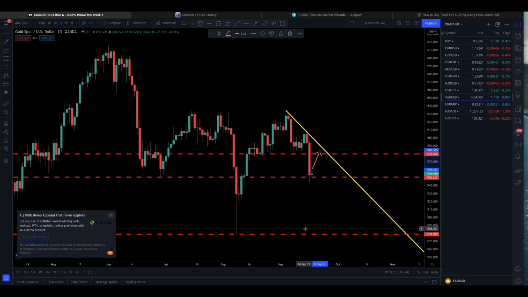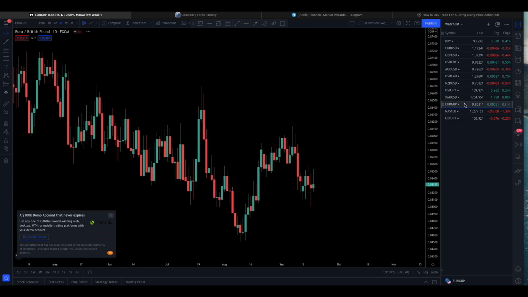Please be patient because after this big movement, I don't expect price to just start moving very fast. I expect it to consolidate up, down, up, down, up, down slowly, retrace towards here, and then after that, make another sell down. Euro pound.